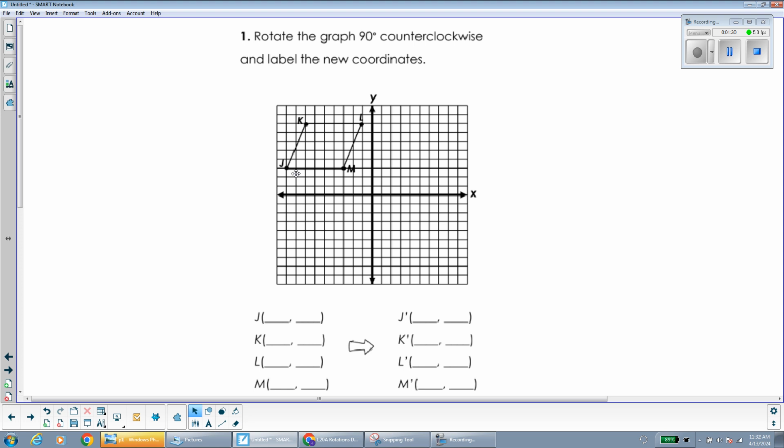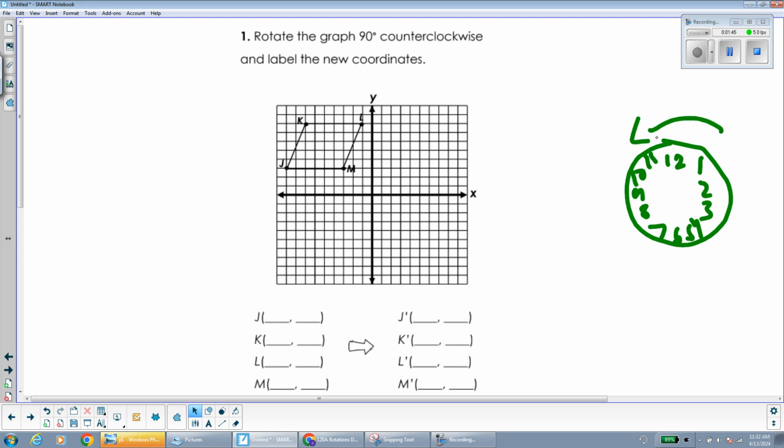So we're going to rotate this quadrilateral 90 degrees counterclockwise. Remember that counterclockwise is the opposite direction from how the numbers on a clock move. So we're rotating this way. Right now this figure is in quadrant 2, and we're going to move it into quadrant 3 when we rotate it because we're rotating it counterclockwise. I'm going to dot my center of rotation, which is the origin, because if it doesn't specify, your center of rotation is the origin.